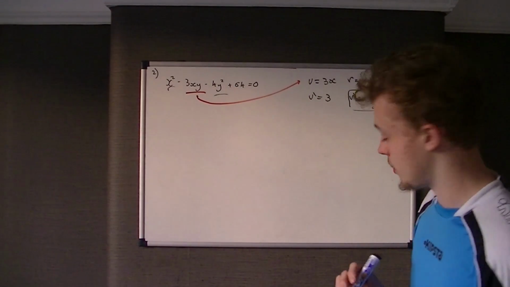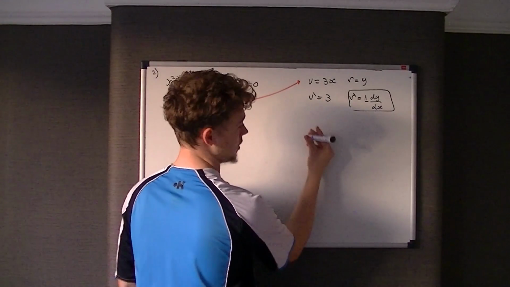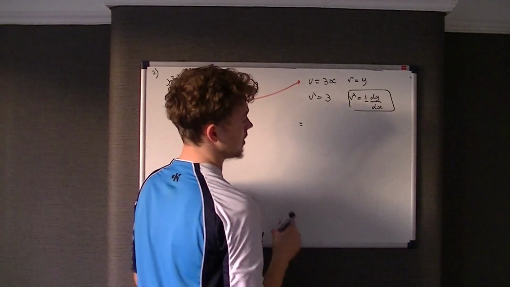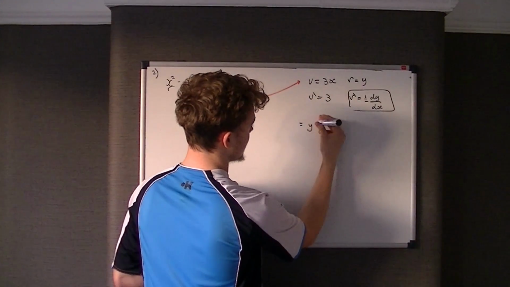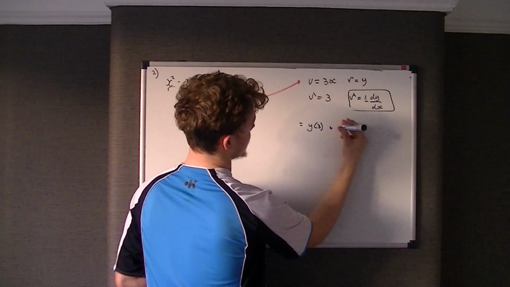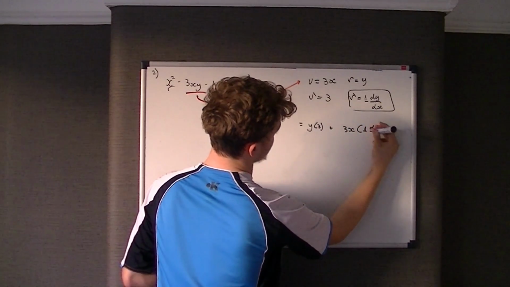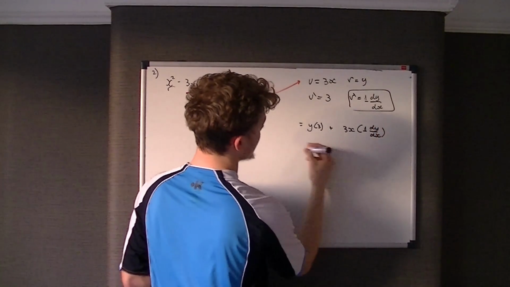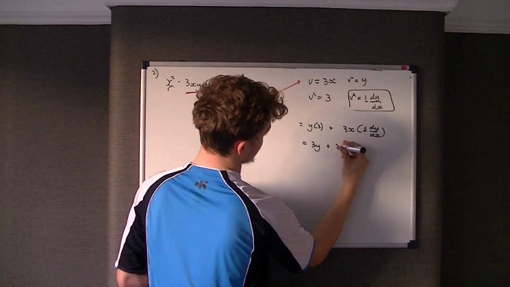But essentially what this is now is a product rule, so it's uv dash plus vu dash, whichever way around you want to do it. So I'm going to do vu dash plus uv dash. So it's y times 3 plus 3x times 1 times dy/dx. Obviously when you expand that out, that's 3y plus 3x dy/dx.